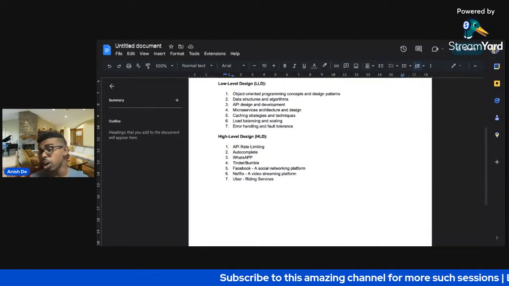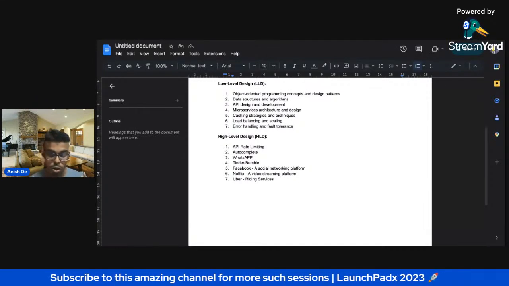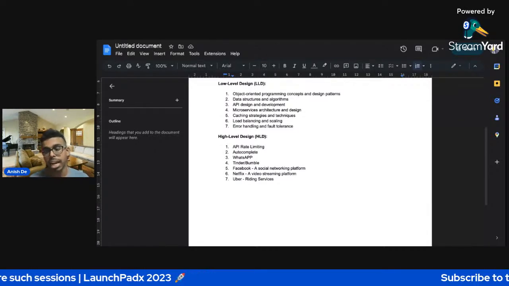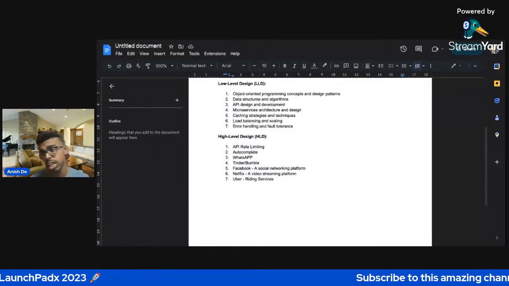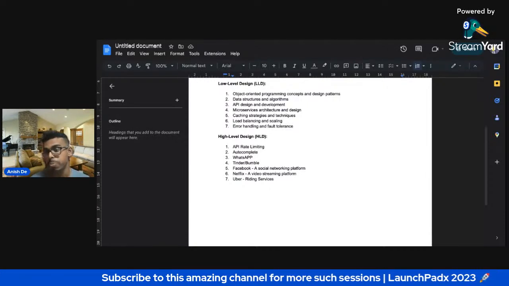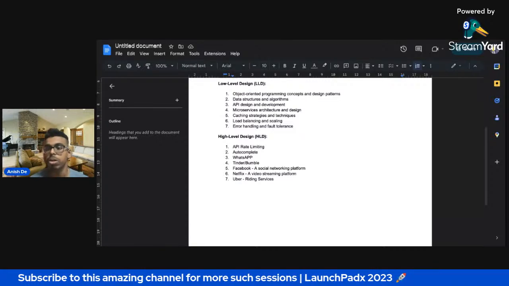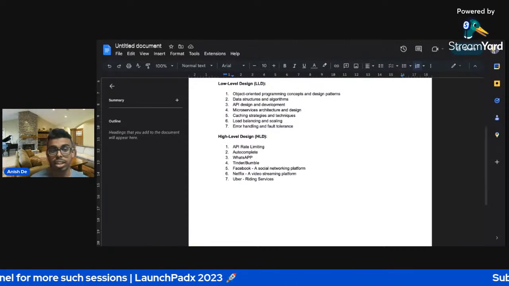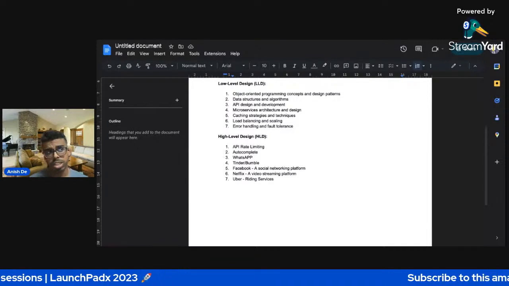The third one is WhatsApp or any messaging app like WhatsApp, Discord, Telegram. How do you design a scalable messaging system where there can be one to one user messages or group messages as well? The fourth one is Tinder or Bumble, a dating app where you get matches based on some location preferences or something like that. So Tinder and Bumble are another topic you should study.